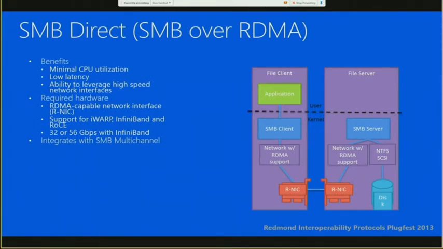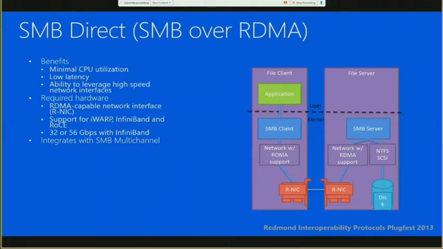SMB Direct. RDMA stands for Remote Direct Memory Access. Basically, copying data straight into the other machine's memory without having to do the usual TCP/IP packet in a packet in a packet in a packet, each of them with its own checksum and all that. It's an extremely high-speed, very low CPU overhead, and very low latency way of transferring data between machines.